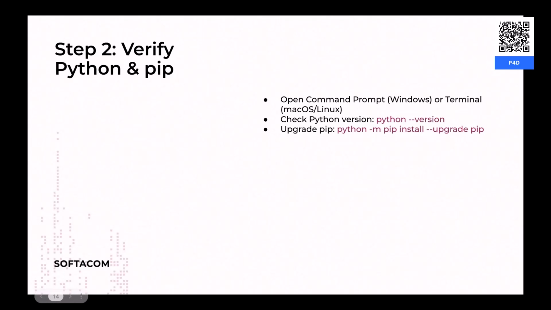Then you need to verify Python and pip. First, open Command Prompt if you're on Windows, or Terminal if you're using macOS or Linux. Then check your Python version by running python --version. After that, upgrade pip by running python -m pip install --upgrade pip.